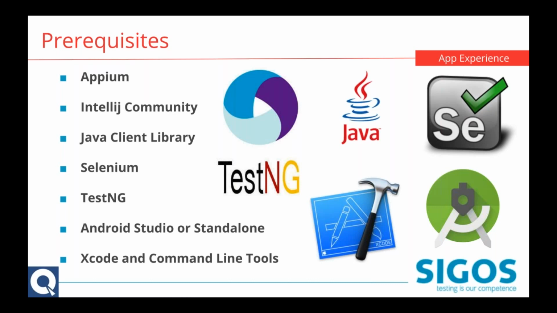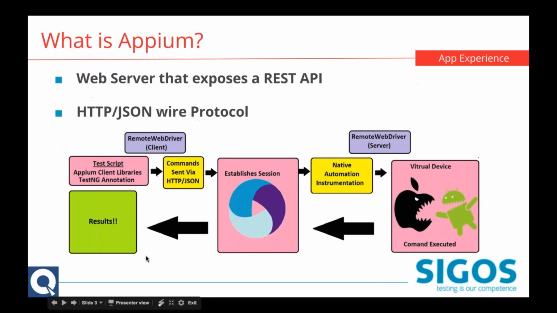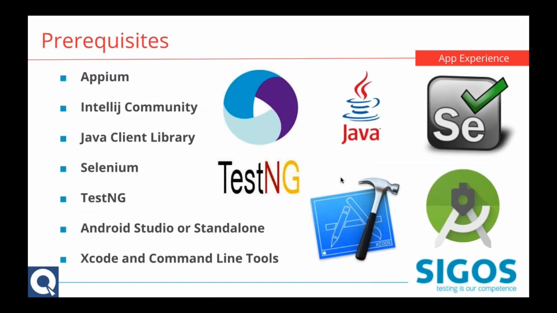And to achieve continuous integration on real physical devices and to work with both native and hybrid applications, you're going to need Android Studio or the standalone SDK, and Xcode with command line tools. You need Android Studio and command line tools to actually run the native automation, to use their native instrumentation.